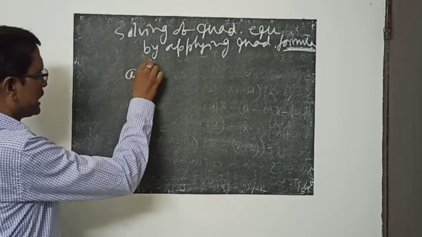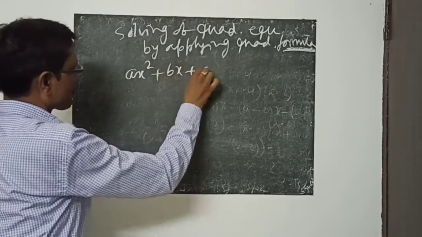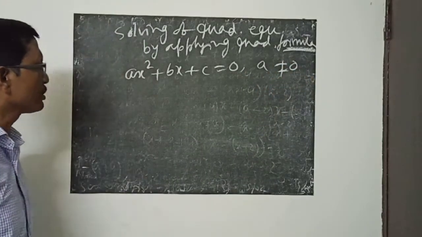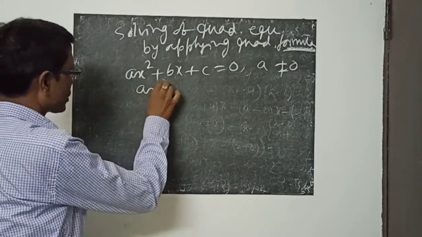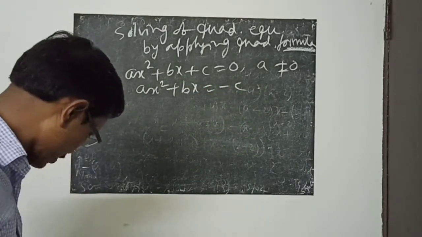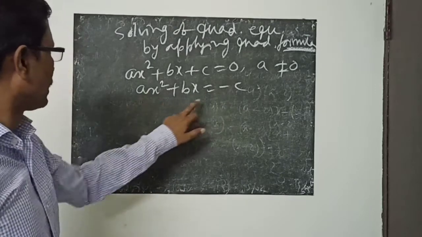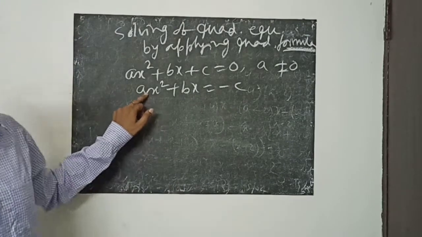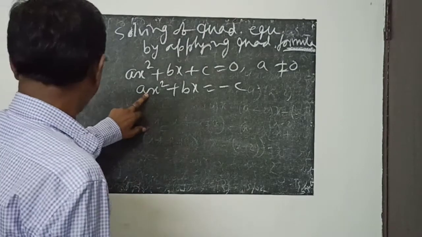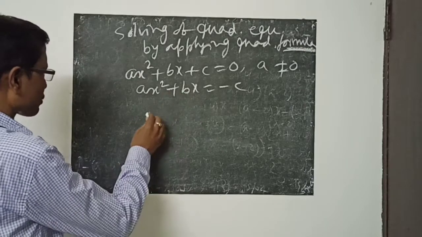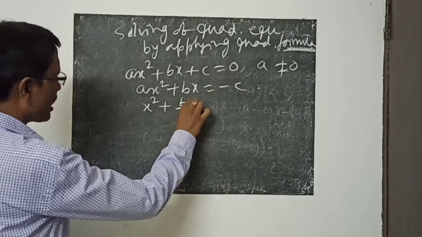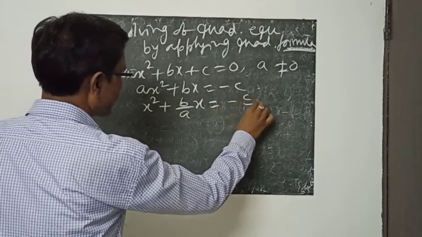We know ax square plus bx plus c equal to 0, where a should not be equal to 0. Now this can also be written as ax square plus bx is equal to minus c. Then a should be removed, so divide by a and it will be in perfect square form. You will get x square plus b by a x is equal to minus c by a.